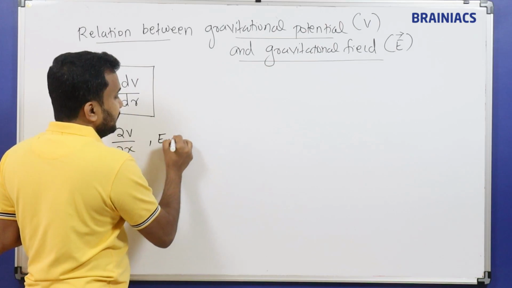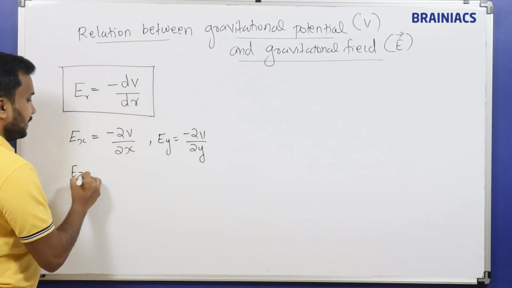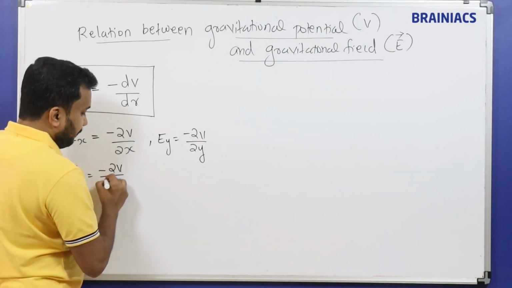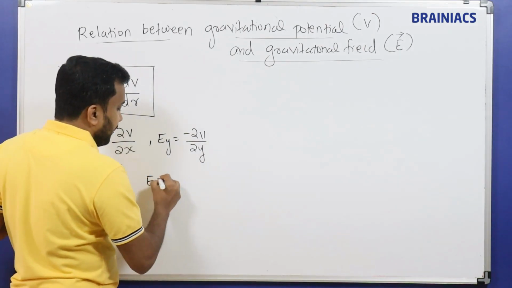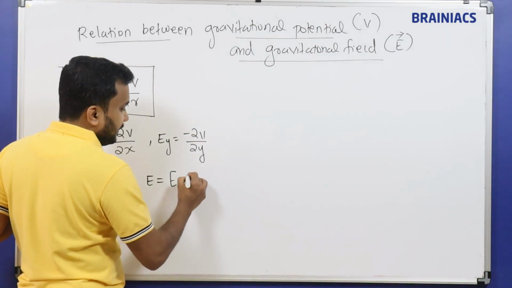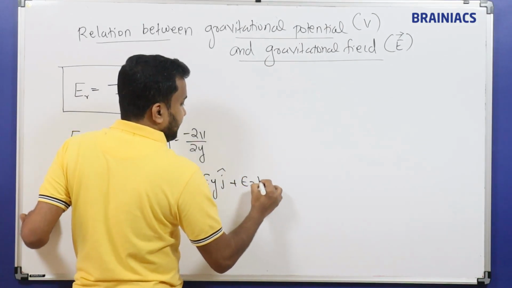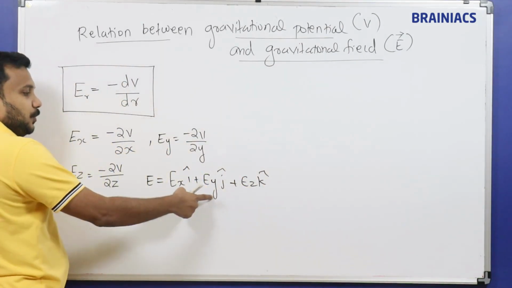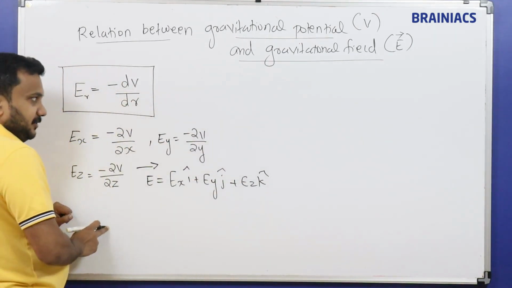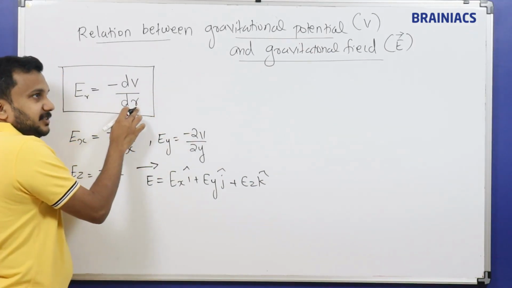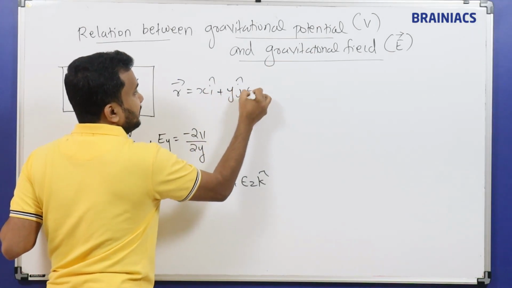Similarly, Ey is equal to minus dou V by dou y. Similarly, Ez is equal to minus dou V divided by dou z. Suppose somebody asks what is the value of gravitational field intensity, you will say Ex i cap plus Ey j cap plus Ez k cap. This is x coordinate, this is y coordinate and this is z coordinate. If we write a vector quantity like this, here r is equal to xi plus yj plus zk.